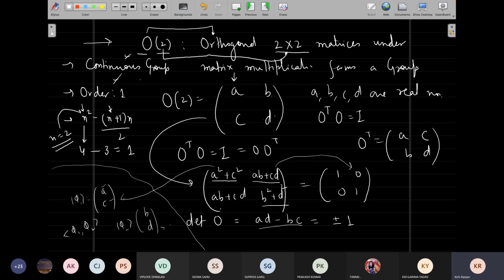And hence these 2 elements, with one additional constraint, will be reduced to only one independent parameter in the case of orthogonal matrices. And that is where this term which I wrote here, n square, which for 2 by 2 matrices turns out to be 4, minus n into n plus 1 over 2, which for this case turns out to be 3. So with 3 constraints and 4 parameters, you get only one independent parameter, and that is what we call the order of the O2 group.